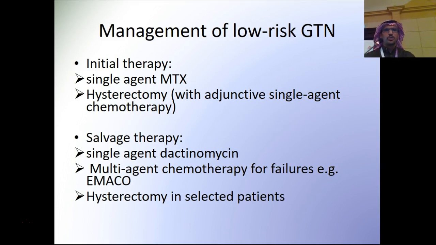So for initial therapy, usually we use single agent methotrexate. Sometimes you may consider hysterectomy for a patient if she doesn't desire fertility, and by doing hysterectomy you may reduce the exposure to chemotherapy after the surgery. But in most cases we advise that after hysterectomy you give one course of chemotherapy to treat micrometastatic disease. Salvage therapy includes single agent dactinomycin. If a patient fails 2 single agent chemotherapies, then we may consider multi-agent chemotherapy like EMA-CO, and you may consider hysterectomy in a selected patient with chemo-resistant disease if it is stage 1 disease.